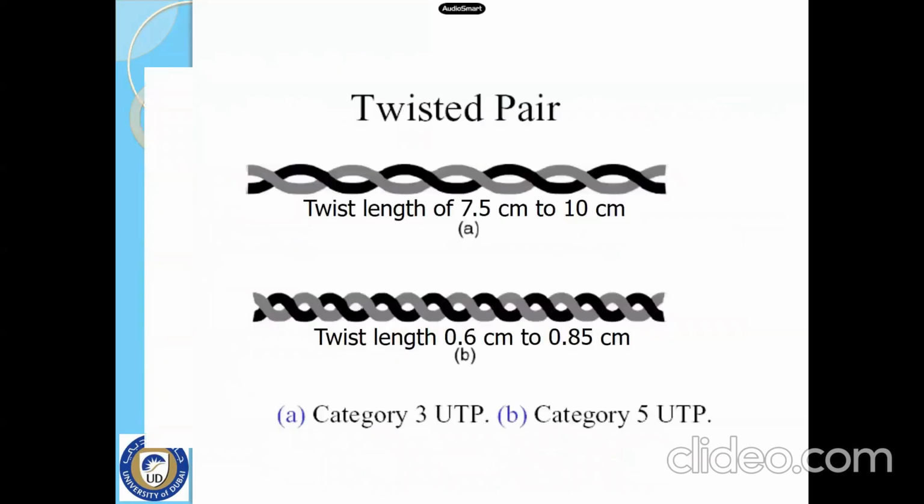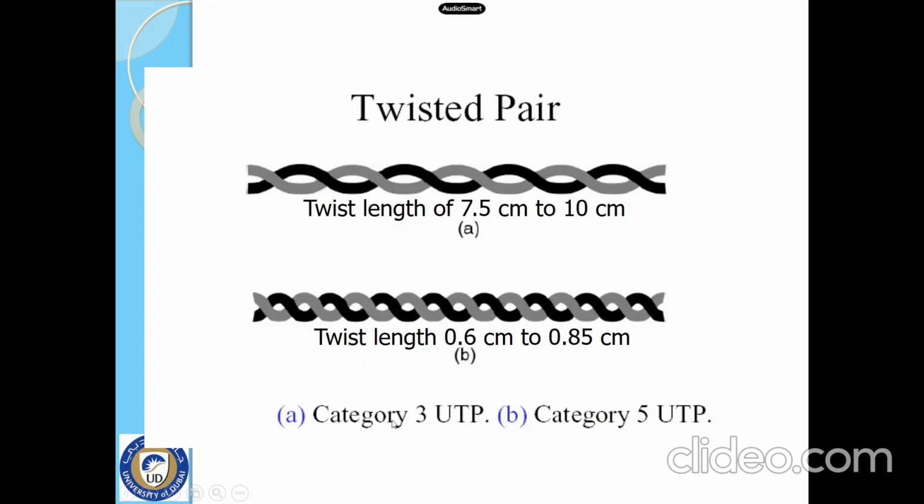So here's an example about the difference. In this case, we have a twist length of 7.5 centimeter to 10 centimeter. So it is kind of relaxed, they are not very tight. Now in this one, if the twist length is 0.6 centimeter, then it's kind of connected, strictly tight to each other. So this is a category 3 and this is a category 5. Just changing the twist length changes the category.